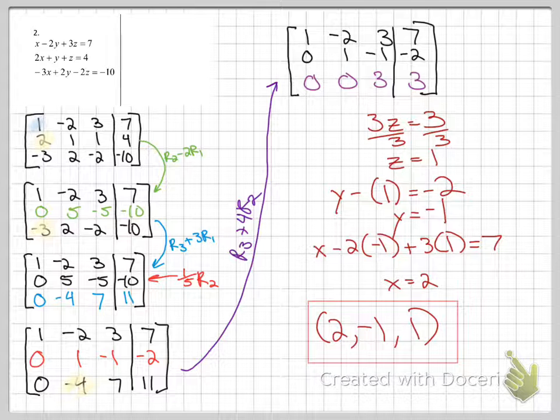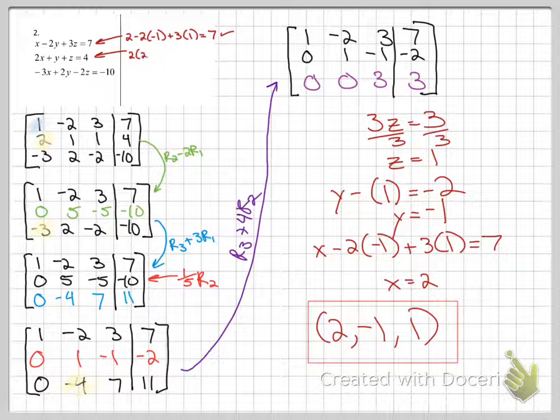Okay, hopefully you got the point 2, -1, 1. Just a heads up, if you ever want to know if you got this right or not, you did all that work and you want to make sure you got it right, you go back and you plug in the point 2, -1, 1 into the equations. So 2 minus 2 times -1 plus 3 times 1 should equal 7. If it does, you're good, but you need to check the next equation.